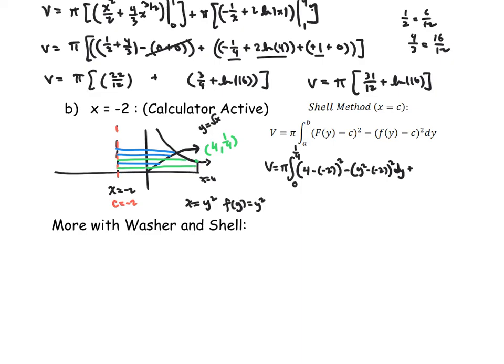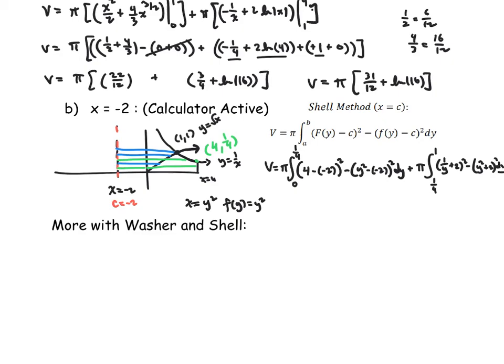If y equals 1 over x, then our big F on that second interval will be, of course, we're going to go from 1 fourth up to 1, which is the point of intersection right here. This is the point 1, 1. So your big F will be 1 over y minus a negative 2, which would be plus 2, squared, minus your little f, which would be y squared plus 2, squared, dy.